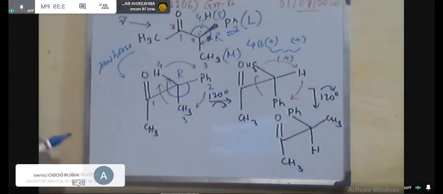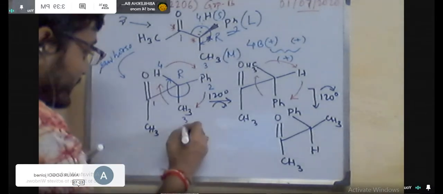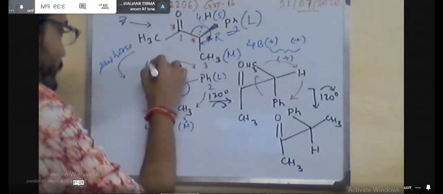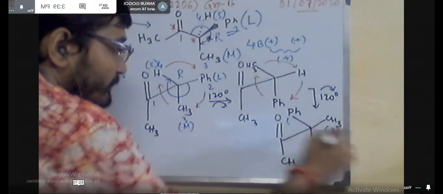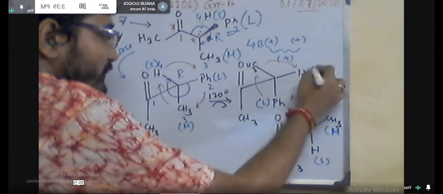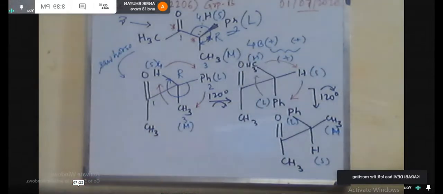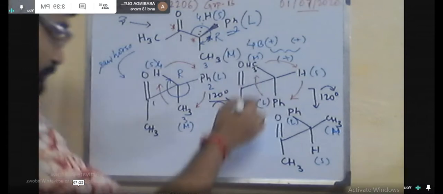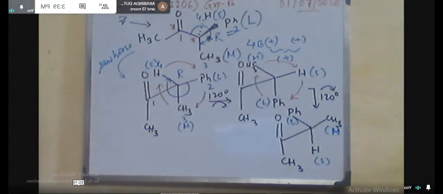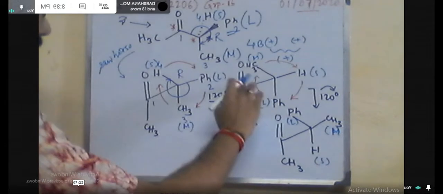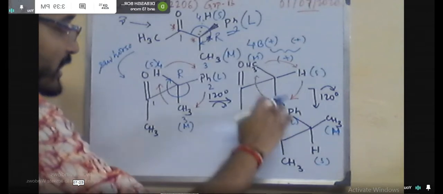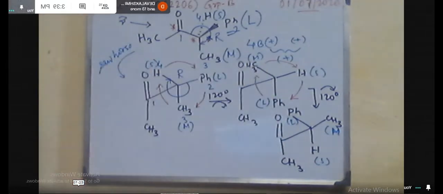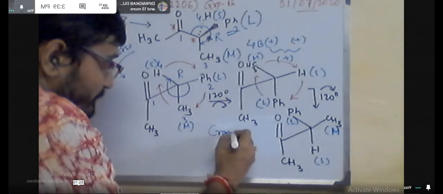According to Cram's model, the large group will be in the anti-periplanar conformation. Anti-periplanar conformation means the dihedral angle will be 180 degrees. So among these three conformations, you can see this larger group is anti-periplanar with respect to the carbonyl group. So by Cram's model, this is the most reactive conformation. When we perform the reaction, we always deal with this conformation. Okay, so just apply Cram's model now.